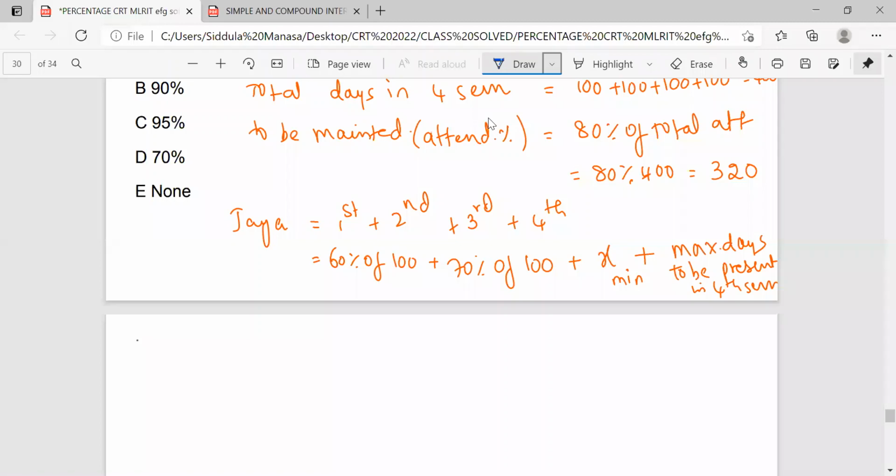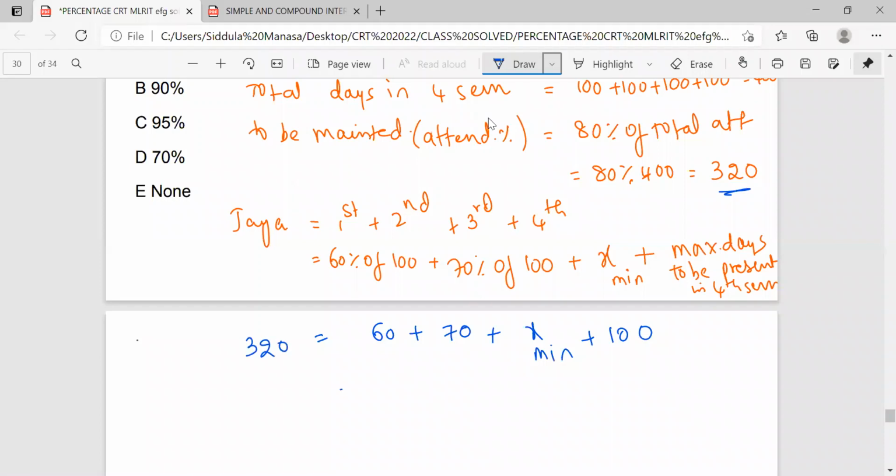So maximum days to be present in the fourth semester. So that will be equal to 60% of 100 will be what? 60. 70% of 100 will be equal to what? 70. And X minimum we are finding. And maximum days to be present in the fourth semester means here in the fourth semester, we have 100 days. That means how many days maximum can Jaya be present? 100 days only. And the total attendance she needs to maintain is what?